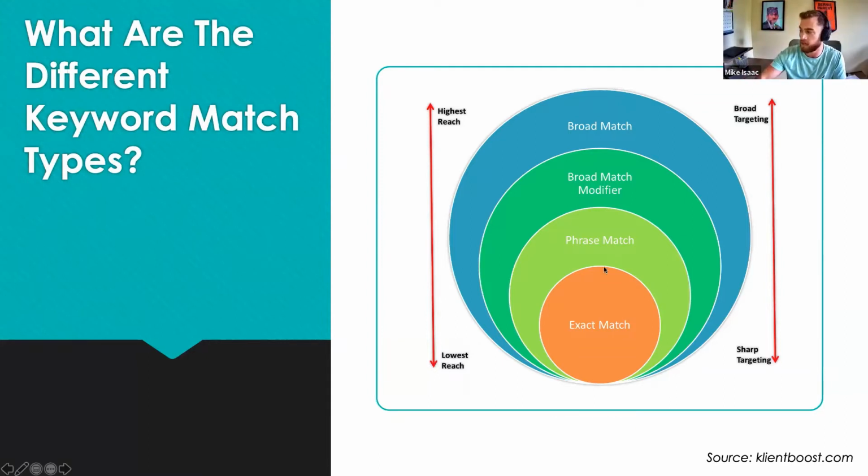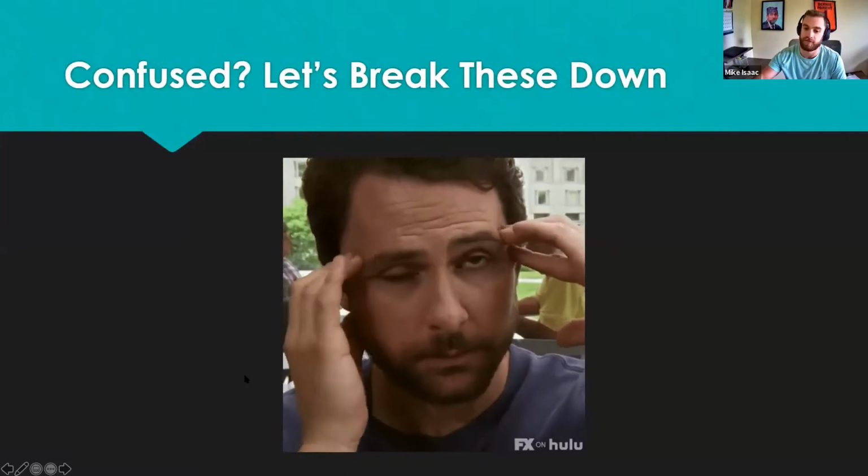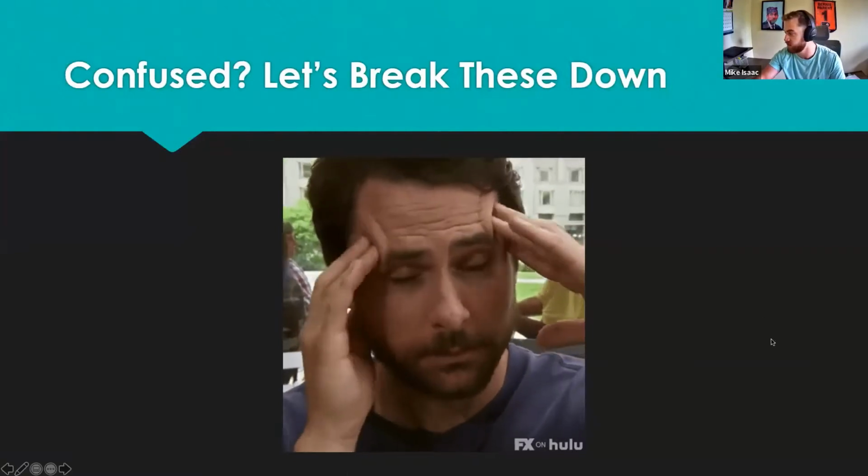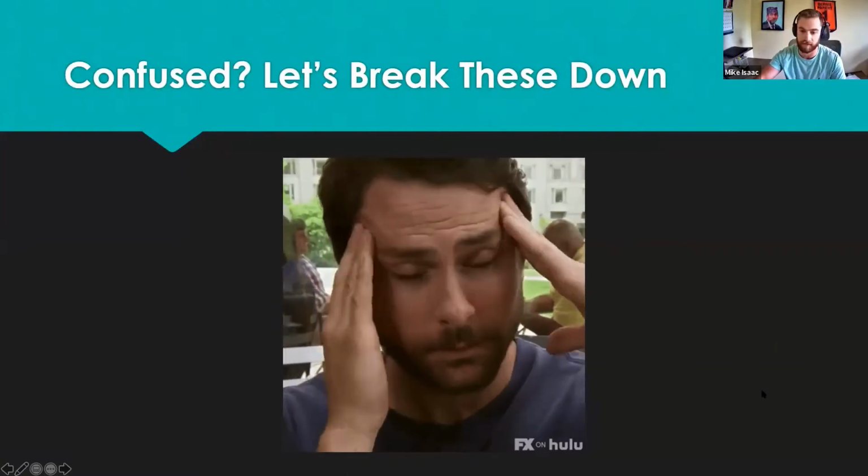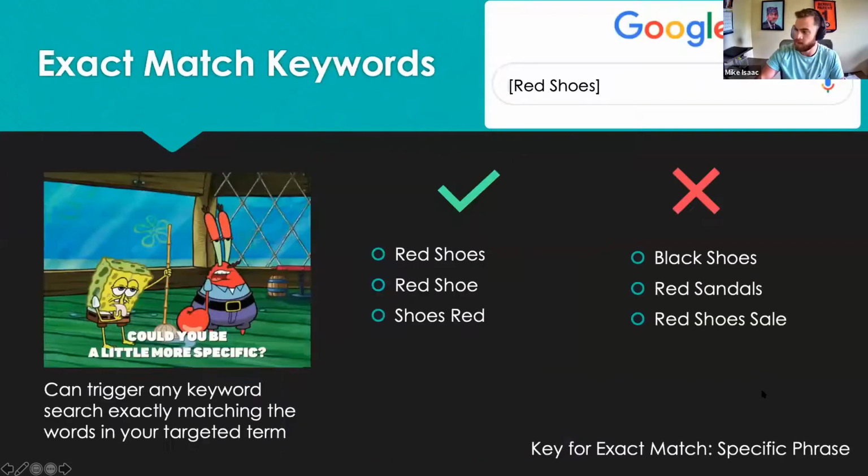And just how you see with these arrows here, once you get broader with it, you're getting a higher reach and you're hitting more people with your keywords. As you're getting more specific, you have a lower reach as you're getting more specific with your audience, which is reflective of this other line over here with broad targeting and the sharp targeting as you get more specific. So that was probably super confusing. I'll go ahead and break down each of those, so don't worry, this will get a little bit clearer as we go through. So the first one here is the exact match keyword.